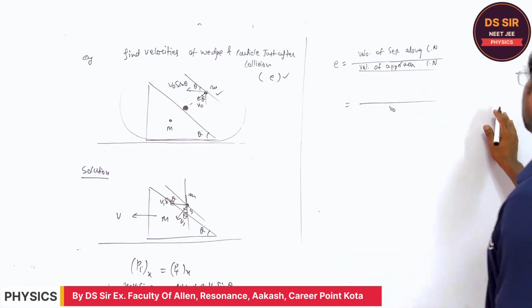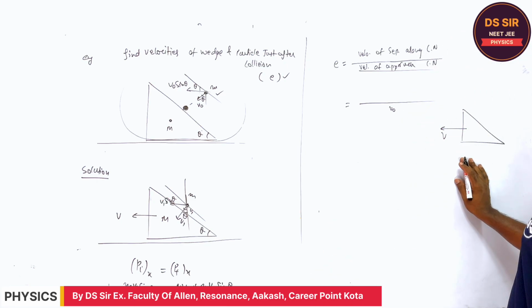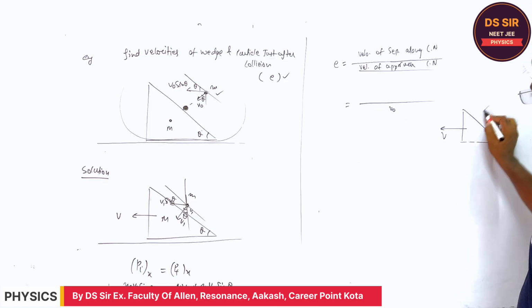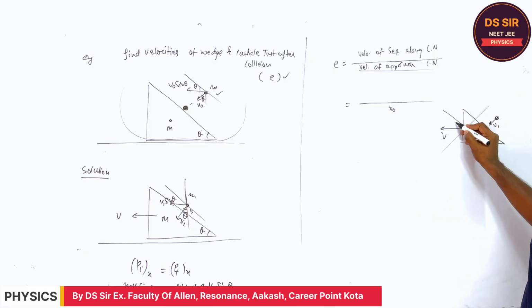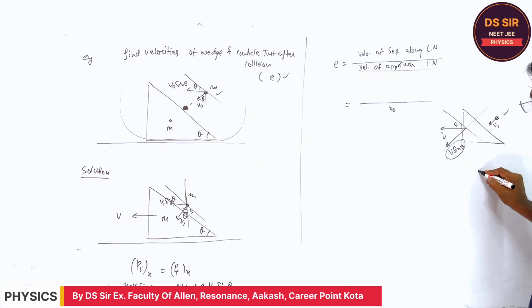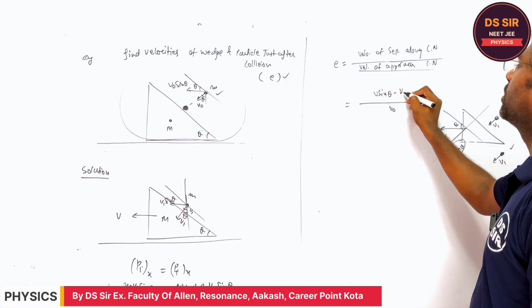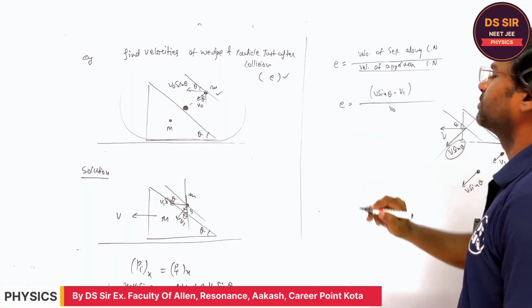And after collision, the wedge is starting in this way and the particle is moving with v1. So what is the velocity of separation along the common normal? If this is theta, this is V sine theta and this is v1. So along the common normal the wedge is moving with V sine theta in this direction and the particle with v1. So what is the velocity of separation? V sine theta minus v1. Is it clear or not?